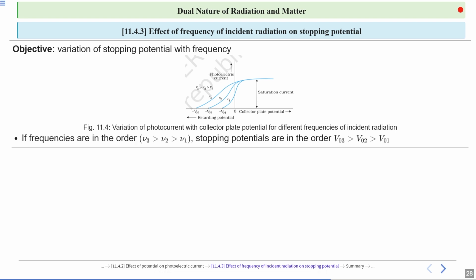Now, nu3 is greater than nu2, which is greater than nu1. Correspondingly, the stopping potential follows the order V03 is greater than V02 greater than V01. This means that as we increase the frequency of incident light, the stopping potential also increases. Remember, the stopping potential is the minimum negative voltage needed to stop the most energetic photoelectrons. This shows us that higher frequency light gives electrons more energy, so we need a higher stopping potential to stop them.